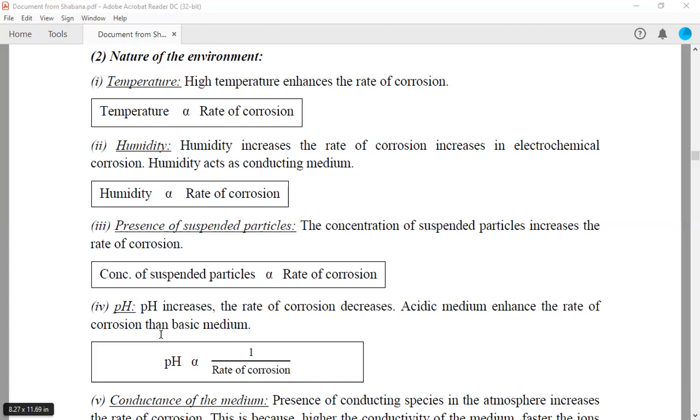And coming to the third factor, which is known as the presence of suspended particles. Atmosphere is contaminated in the vicinity of industrial areas. The concentration of the suspended particles increases the rate of corrosion. The best examples are gases like carbon dioxide, sulfur dioxide, and hydrogen sulfide, and fumes of sulfuric acid and hydrochloric acid.